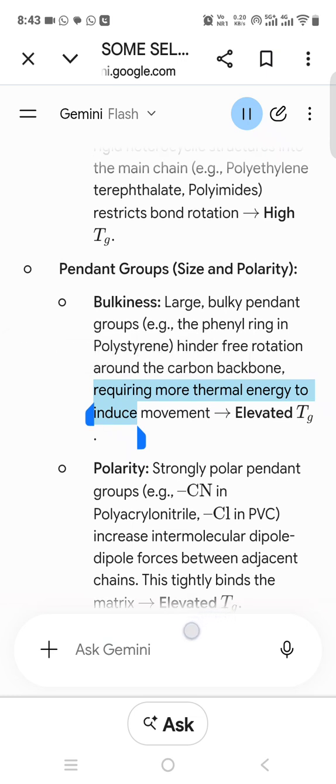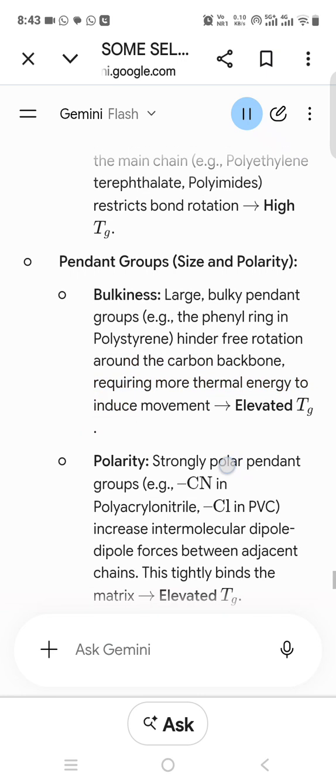Chain flexibility and rigidity. Polymers with flexible backbones, e.g., aliphatic C-C chains, and C-O bonds in polyethylene oxide, have low internal rotation barriers, allowing segmental motion at low temperatures, so low T_G. Incorporating aromatic rings or rigid heterocyclic structures into the main chain, e.g., polyethylene terephthalate, polyamides, restricts bond rotation, so high T_G. Pendant groups, size and polarity, bulkiness.